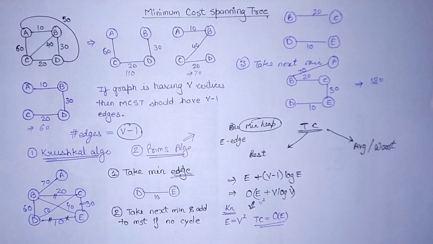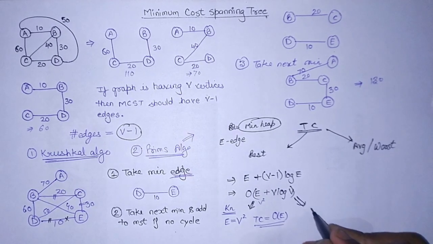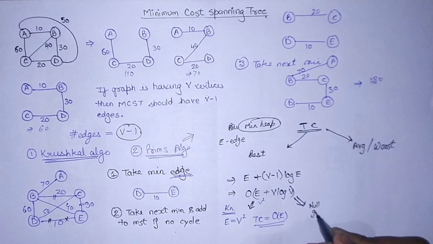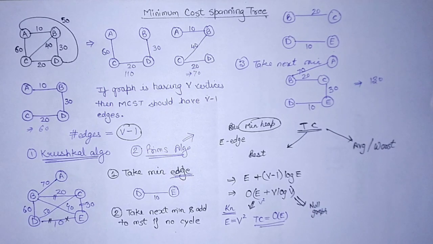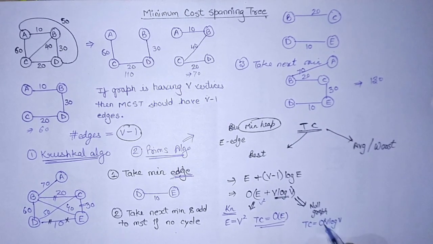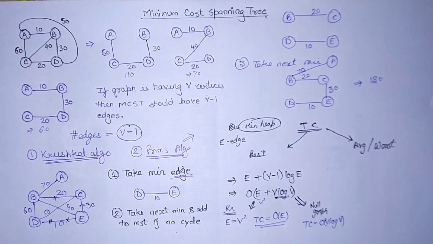But if I talk about the null graph, in a null graph edges are very less, and if edges are very less, then V log V will take hold of the time complexity, and the time complexity in this case will be equal to order of V log V. So you just need to take care of these things. These are the small things you can easily manage. So this is the best case time complexity of Kruskal's algorithm.